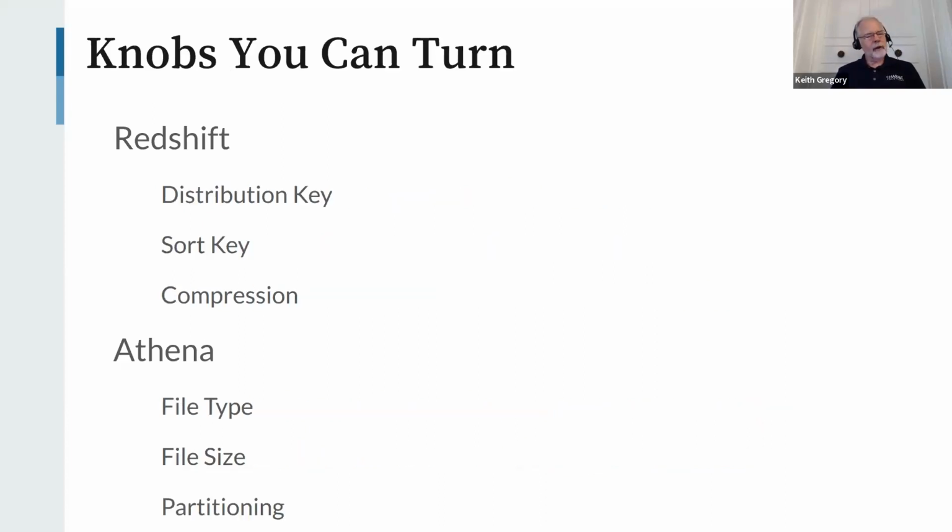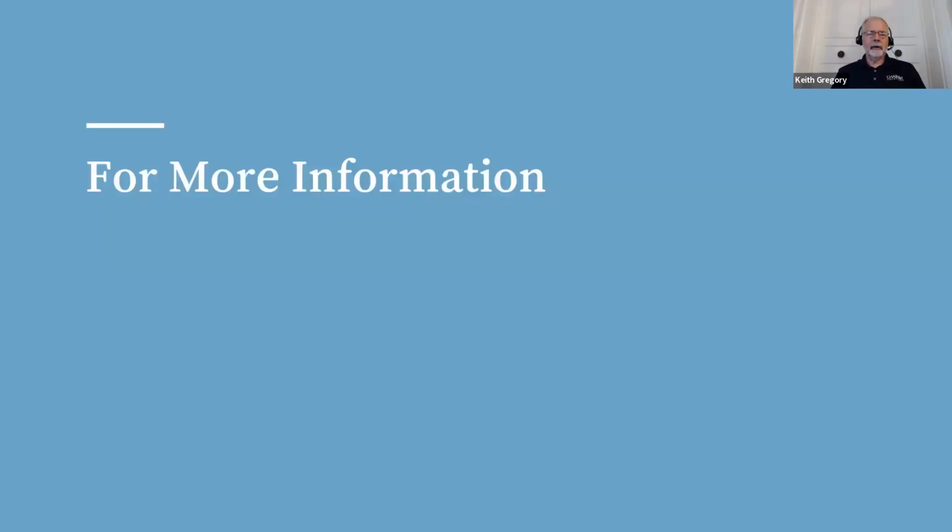And then the knobs. Redshift: distribution key, sort key, compression. And you get a surprising amount of capability out of that. Athena: file type, file size, and the big one is partitioning. And that wraps me up.